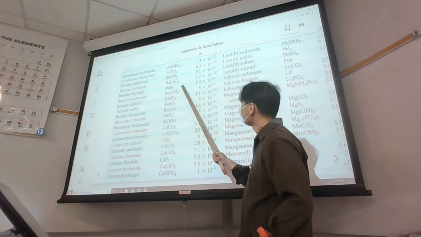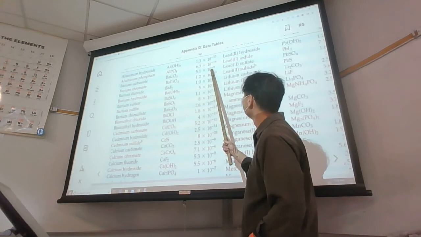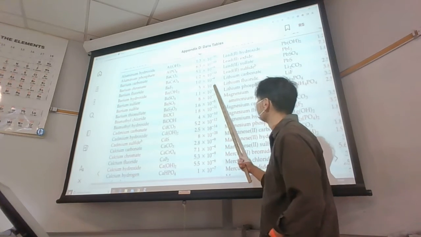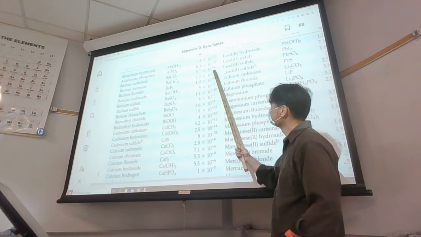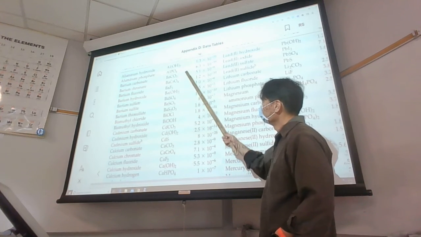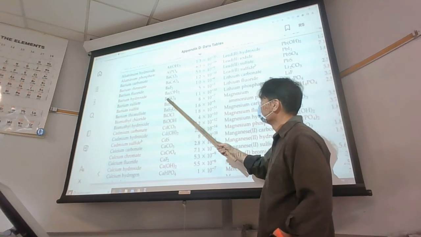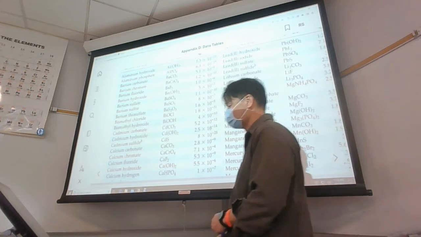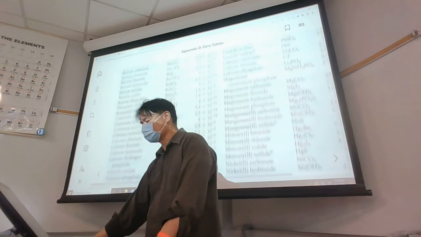It'd be like trying to separate carbonate, which is 10 to the minus 9, and sulfate, which is 10 to the minus 10. These two are very close in solubility, so if we try to, let's say, add barium, we'll end up probably precipitating both of these out. Our goal is to precipitate out one and leave the other in solution.